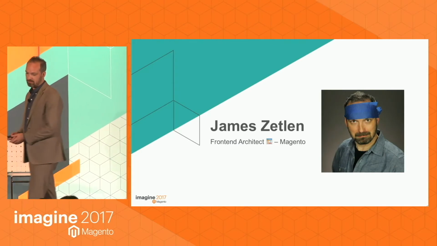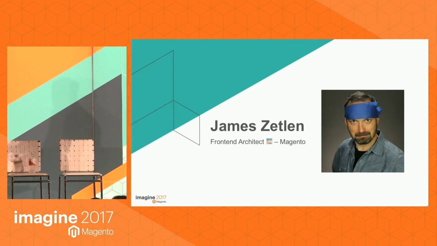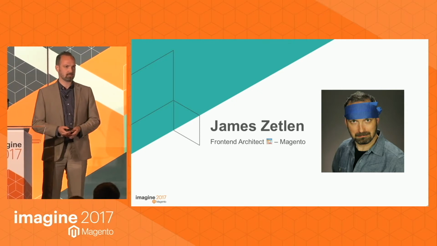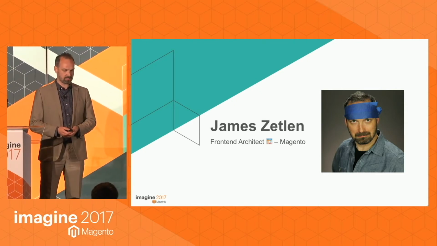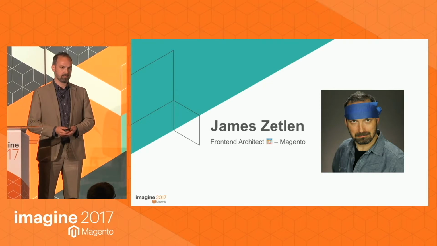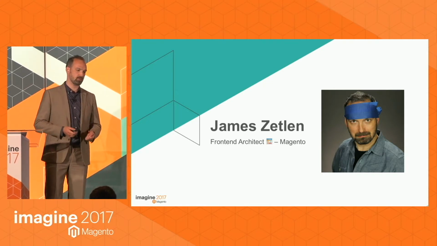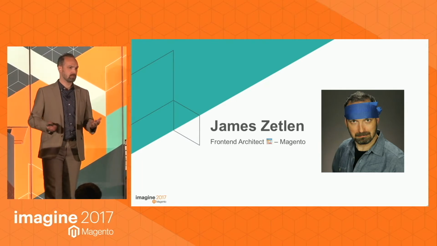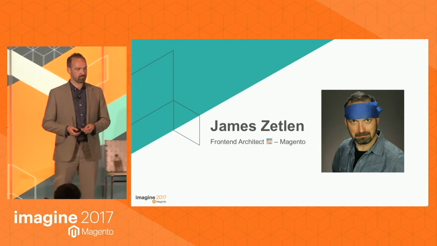So I'm James Zetlin. I'm the new front-end architect here at Magento. And I don't work on a specific product. Unlike a lot of the other orange badges that you see here, my job is still tech, but it is to coordinate best practices across our product lines. I'm pretty new, both to the company and to the Magento community at large, 4 months now.